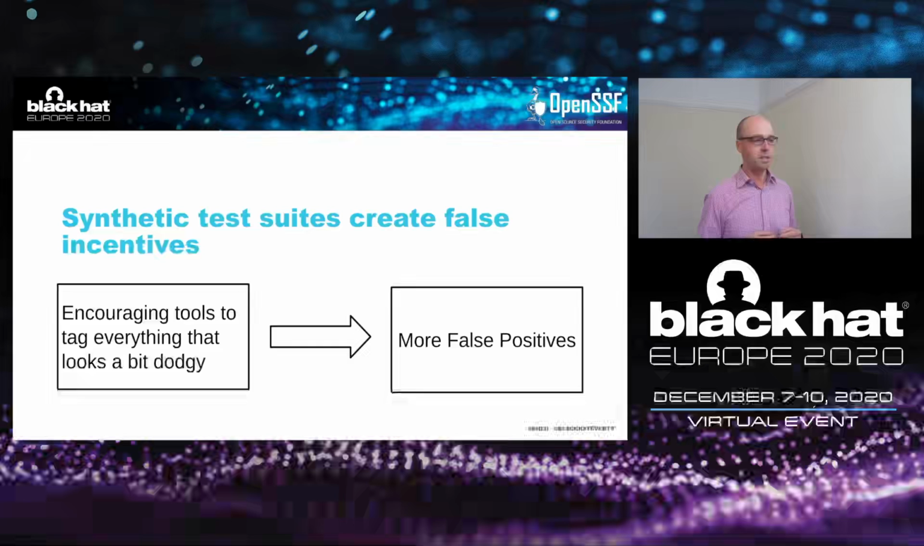My opinion is that synthetic test suites create false incentives. The problem with all of them, even something as high quality as Juice Shop, is that they encourage tools to tag everything that looks a bit dodgy. And the problem that that creates is that when you then run that tool on real code, they tend to produce a lot of false positives. And developers really don't like false positives. If your vulnerability scanning tool is too noisy, then they're just going to start ignoring it, which defeats the point of having the tool in the first place.